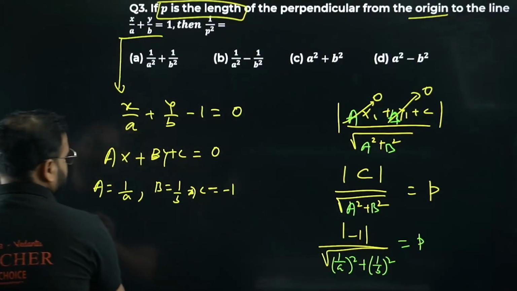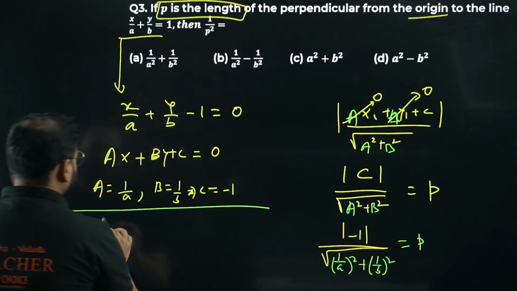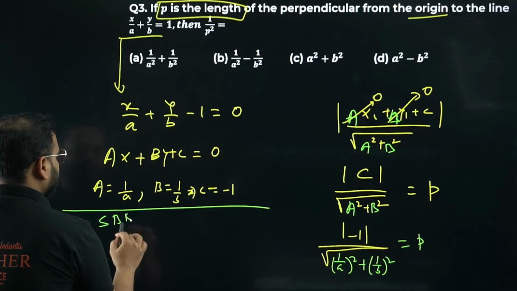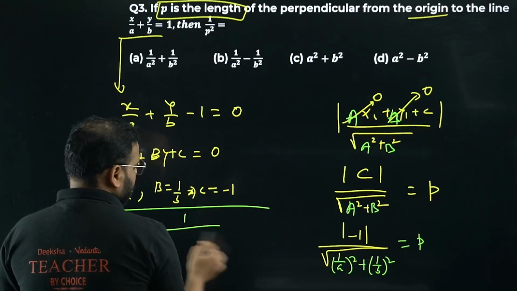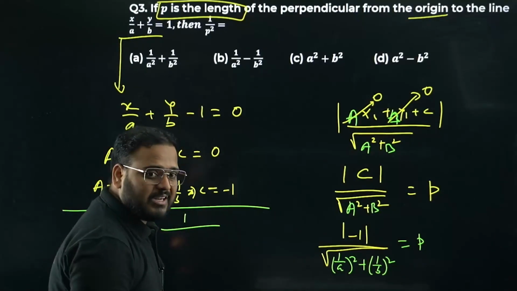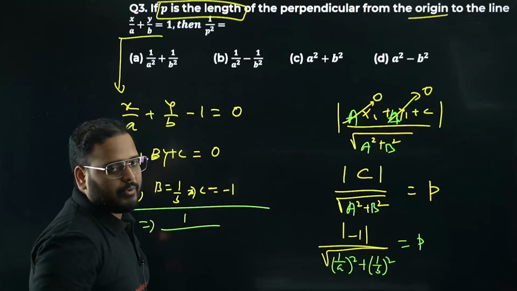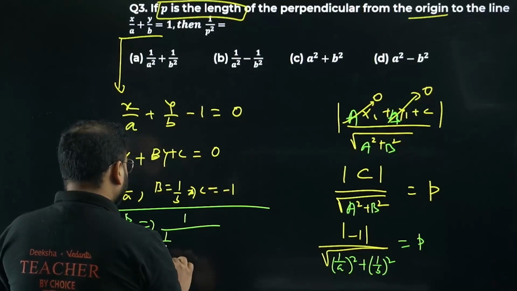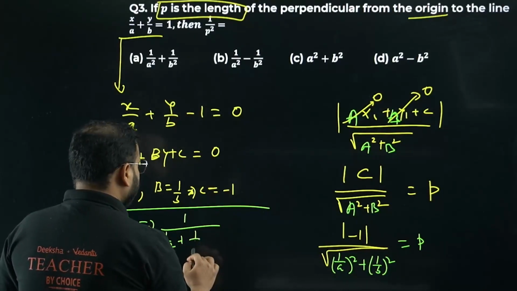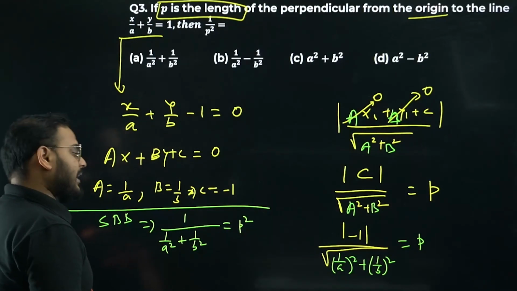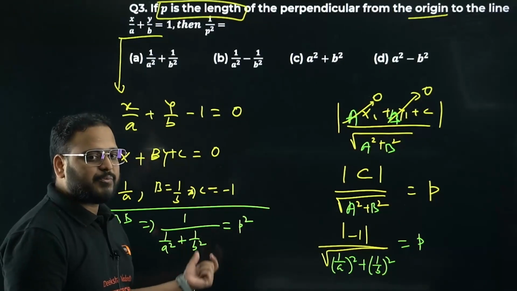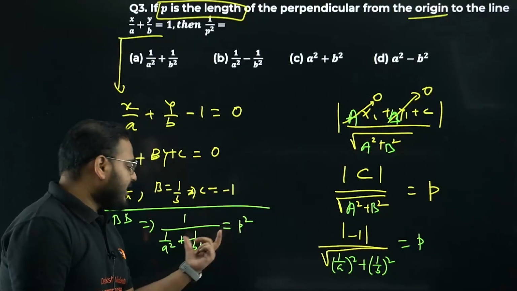Simplify from here. Squaring both sides, what do you get? If I square both sides, this root will be cancelled out. So I'm going to get 1 upon A square plus 1 upon B square equals simply P square. Right now I have P square over here, so I'm going to take the reciprocal on both sides.